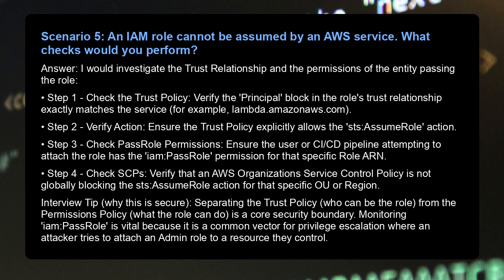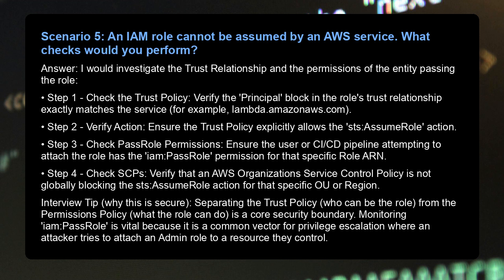ARN. Step 4. Check SCPs. Verify that an AWS Organizations service control policy is not globally blocking the sts:AssumeRole action for that specific OU or region.